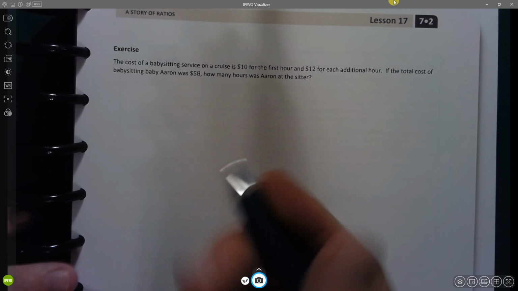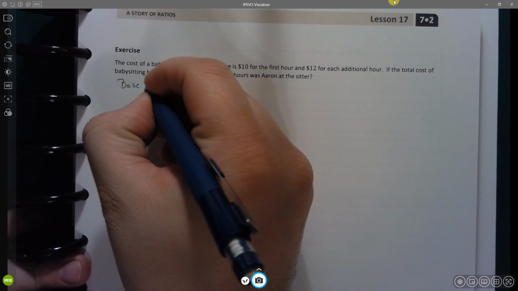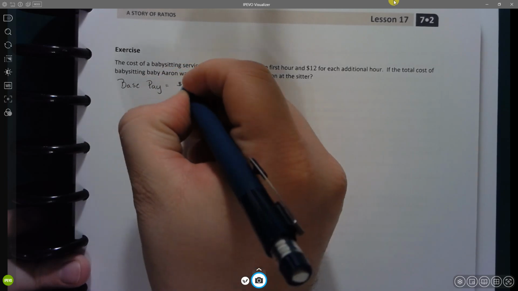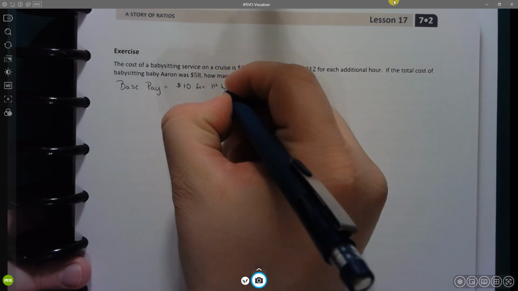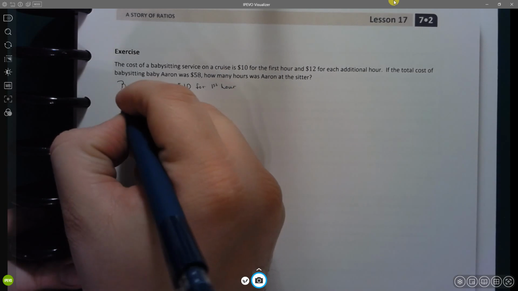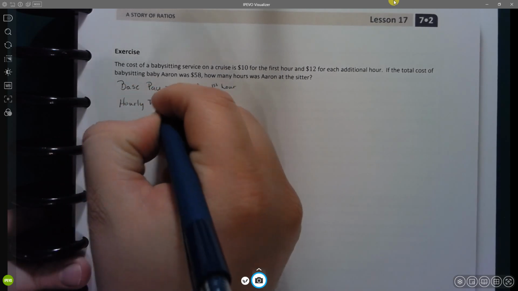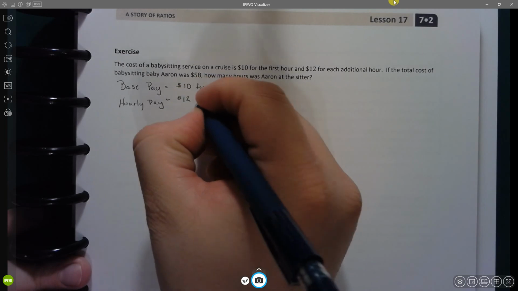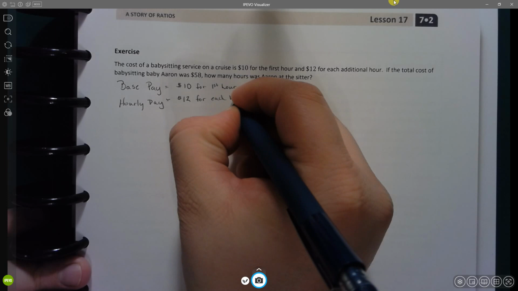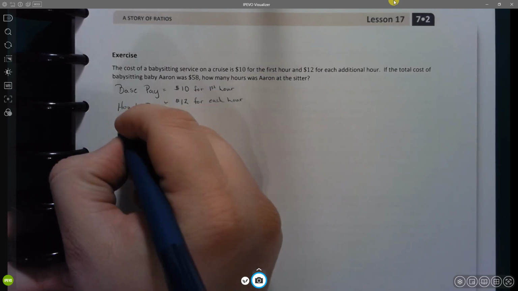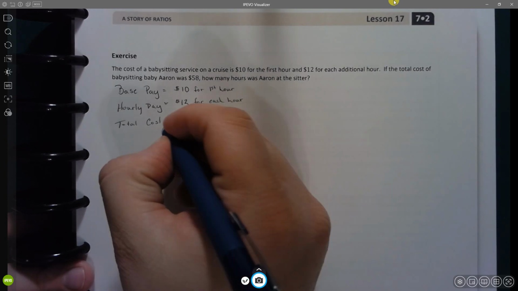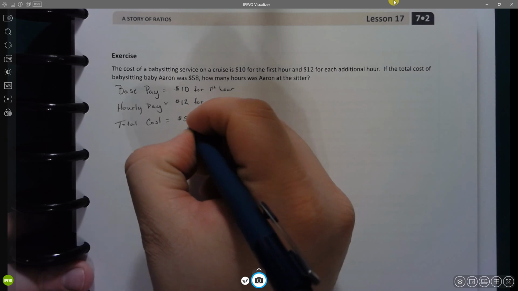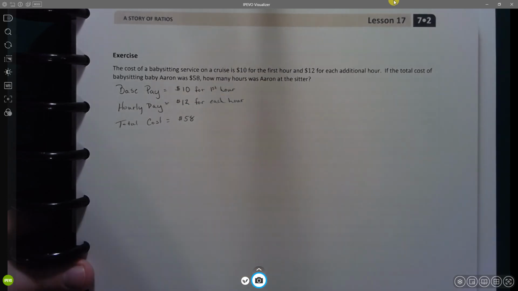Okay. So we have a base pay of $10. That's the first hour, $10 for the first hour. Then we have an hourly pay, $12 for each hour. And then we have our total cost, being $58. Now, we need to write an equation first before we can do anything with the tape diagram.